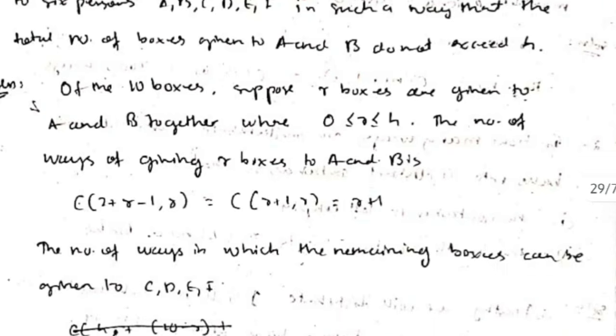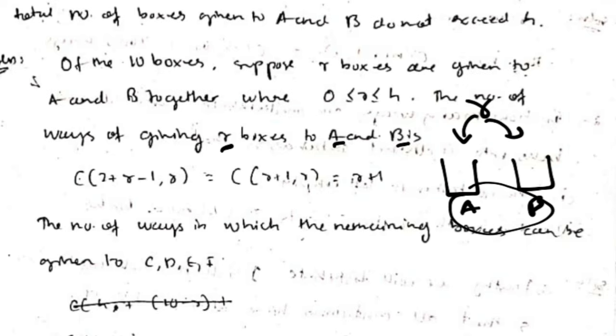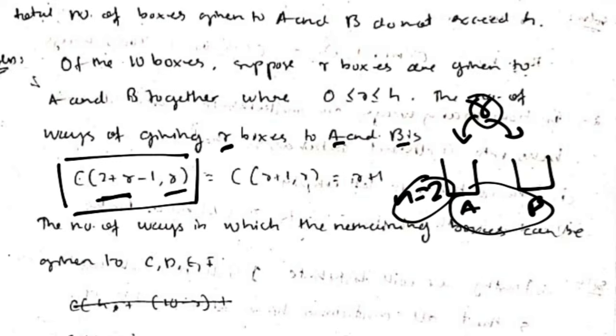So what we can do in this question is consider A and B as 2 distinct places and the number of items as R. We have to distribute R items between A and B, where R can be between 0 and 4. So the formula is: n is equal to 2 places, and R we will consider as R only. So we will be finding C of (n plus R minus 1, R), so we will be getting here R plus 1.